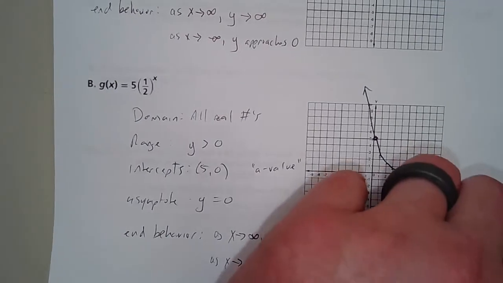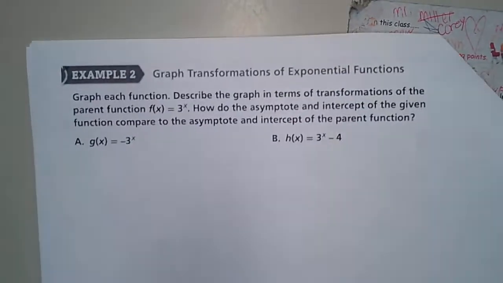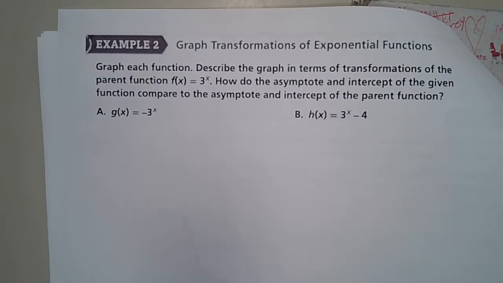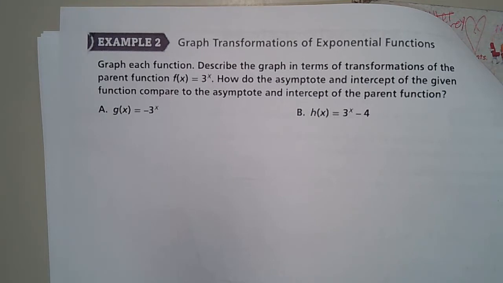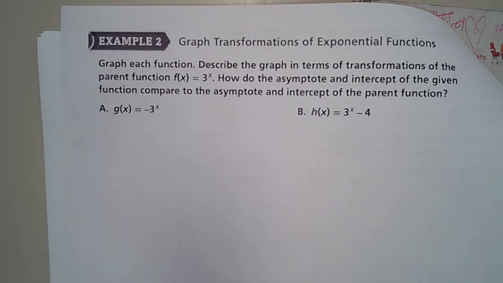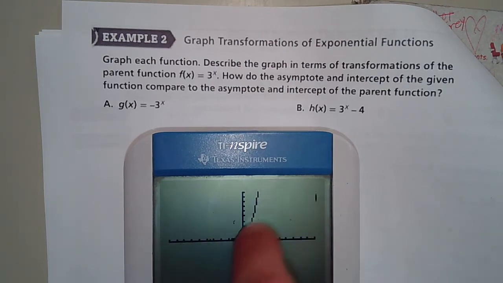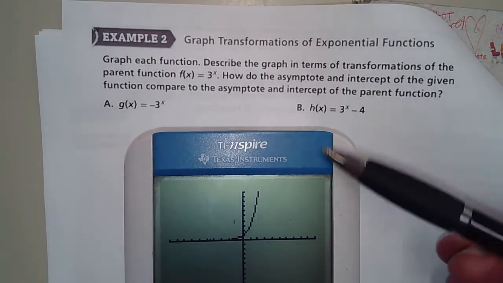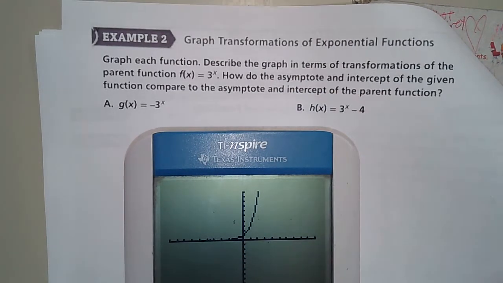All right, last thing we're going to look at today are transformations. And this we've also done every time we've started a new function. We've done the same exact type of concept. It says graph each function, describe the graph in terms of transformations of the parent function 3 to the x. So 3 to the x is the base function in this case, which is a lot like 2 to the x that we just graphed a second ago, but just a little bit steeper basically. So 3 to the x looks like this. Now they're asking, what's it going to do to your asymptote, your intercept? How's it going to change things from the parent function?